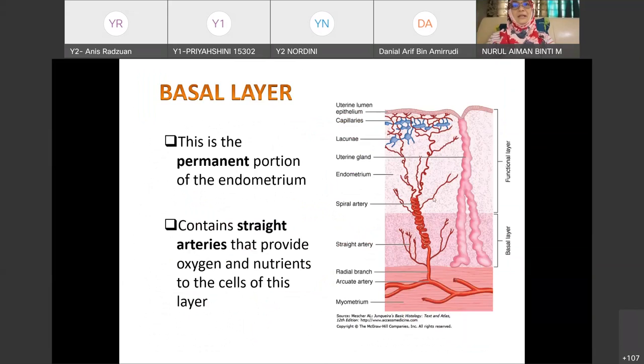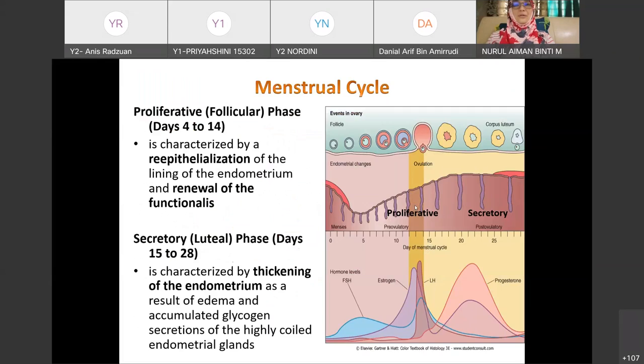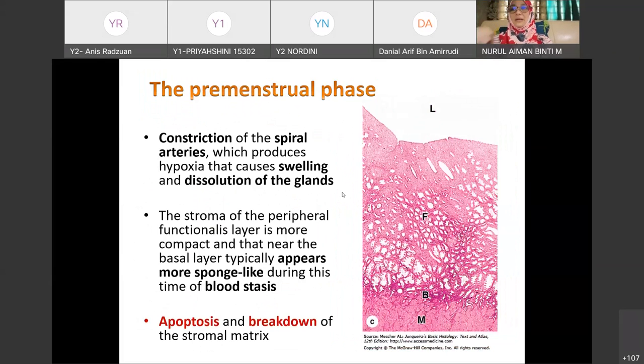This spiral artery here, okay? This is the spiral artery, okay? It will start to constrict, okay? Where was it? Okay, here. So there will be constriction of spiral arteries which produce hypoxia that causes swelling and dissolution of gland.